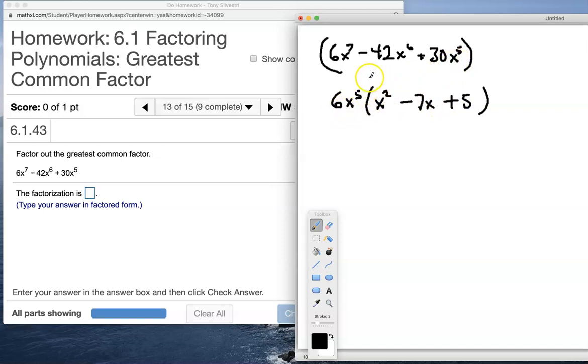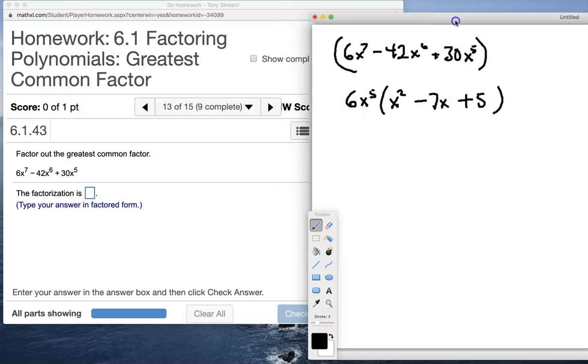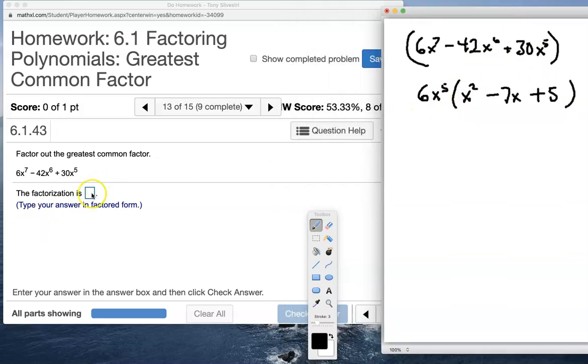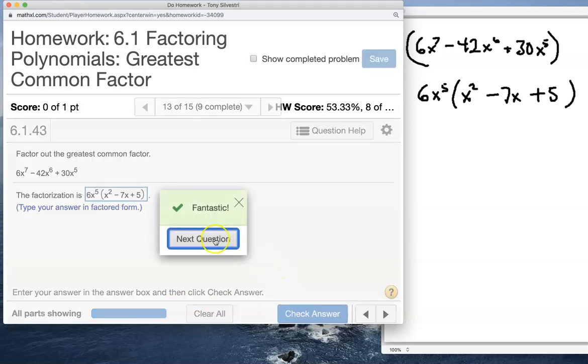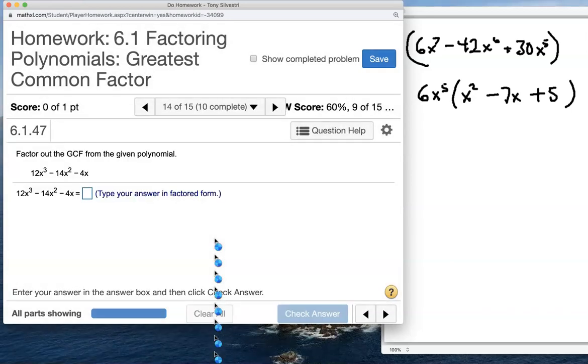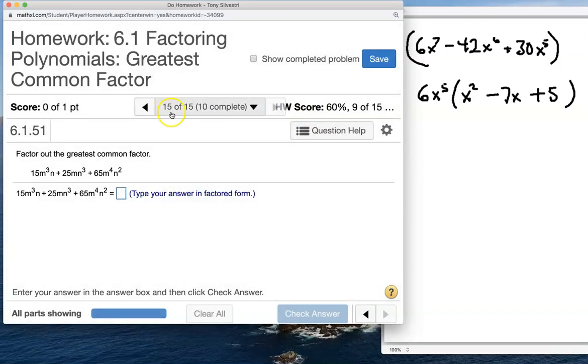I know that's right because if I go ahead and multiply through like you did in Algebra 1, you would have got the original problem. So let's see if that's correct. 6x to the 5th power, parentheses, x squared minus 7x plus 5, close the parentheses. Check your answer, fantastic. There you go.